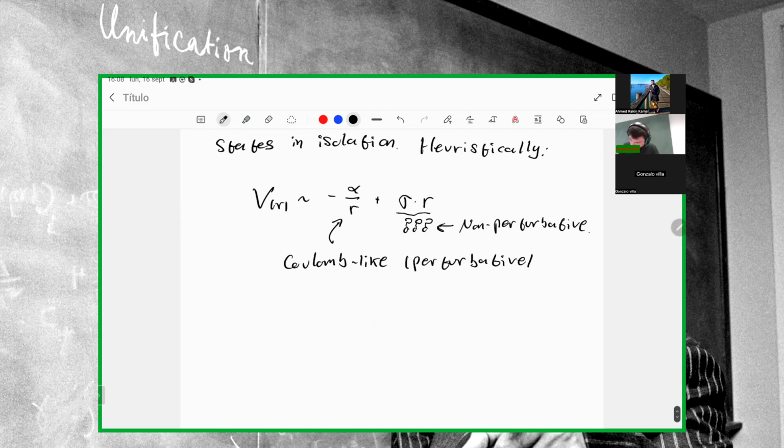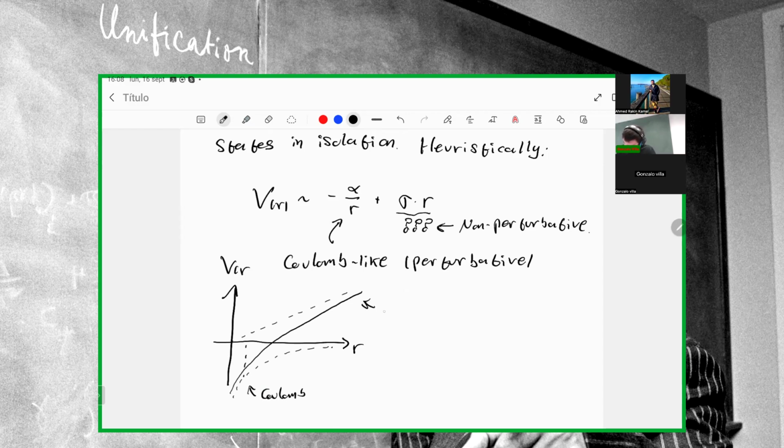Well, I guess I can plot the potential for you. So this is a Coulomb potential, and this is a linear potential. And what the actual potential does is going to be something like this. So that at very small scales, it behaves like Coulomb, and at very large scales, it tends to put the quarks together. It's very attractive.